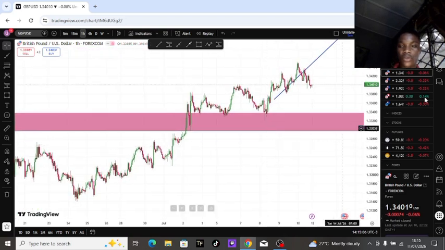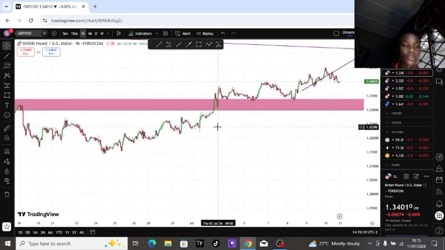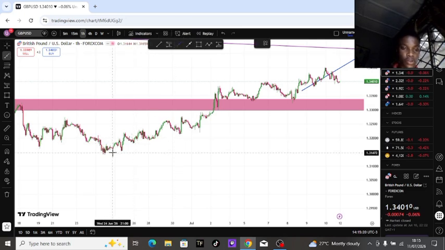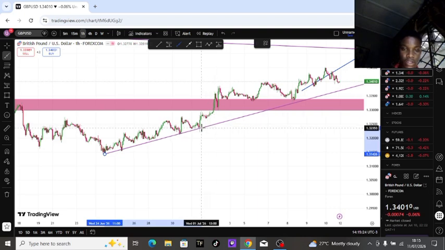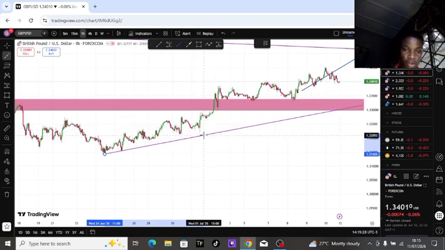Okay, what are we looking at? What we are looking at is kind of simple, right? Look at what we are looking at here. Let's take our reposition. This is the lower point of the structure, then connecting it without price breaking any candle.